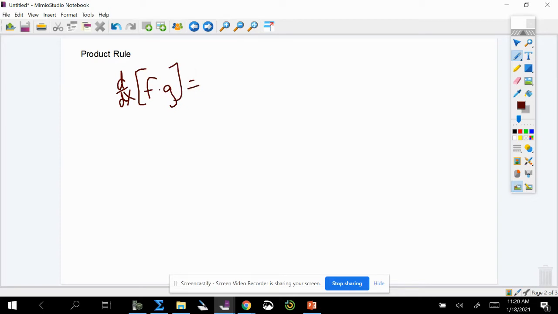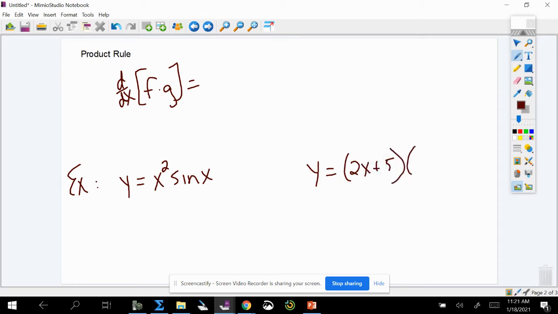So when you're doing a product rule, for example, maybe the problem is asking you to derive x squared times sine of x. Or maybe it's asking you to derive something like 2x plus 5 times 3x squared minus 7, something like that, where you have two things being multiplied together. So the way the product rule works is you take the first function as is times the derivative of the second function, and then add that to the second function times the derivative of the first function.